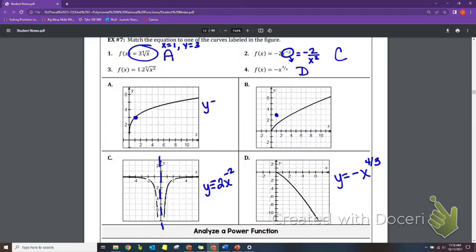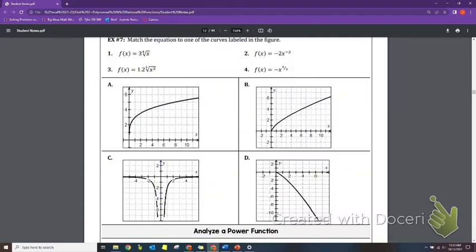So this is our y equals 3 times the fourth root of x, which leaves this one to have to be the y equals 1.2 cube root of x squared. So this would be B. And we can check some points on it as well to make sure that it works out.